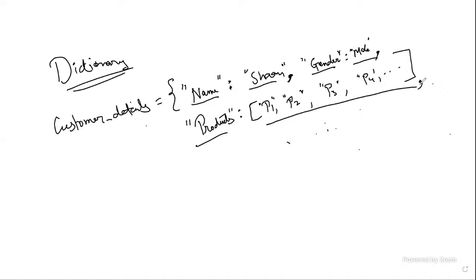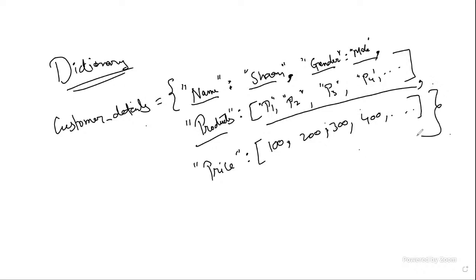Next you might want to enter the price of the products, say 100, 200, 300, 400, and so on. Getting it? And you end the dictionary. This is how you define a dictionary. So it always has to be in key colon value pairs. Do remember these curly brackets.